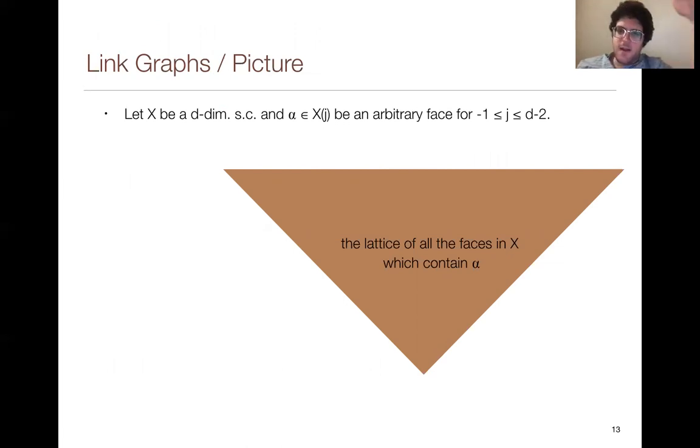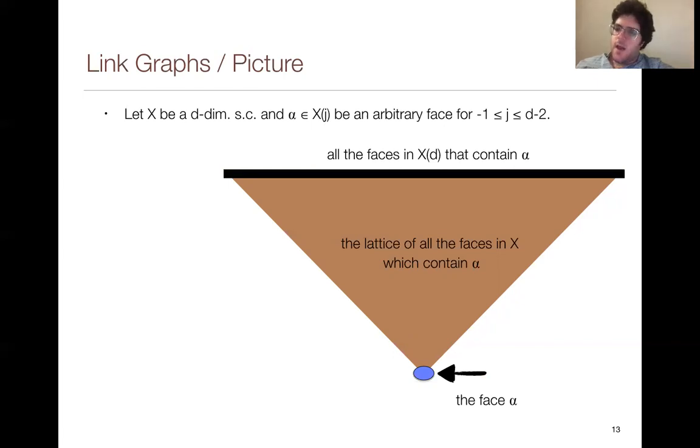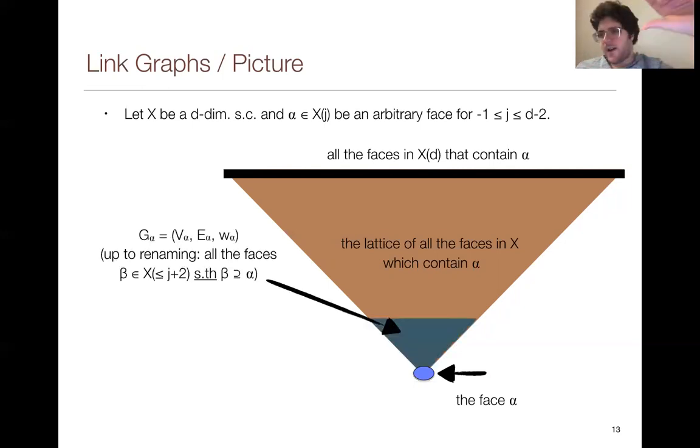To this end, let's take alpha to be a j-dimensional face in a d-dimensional simplicial complex, where j is smaller than d minus 2. And let's look at the lattice of all the faces in X which contain alpha. In the bottom of this lattice, we're going to have the face alpha. And in the very top of this lattice, we're going to have all the faces in X_t that contain alpha. So the graph I care about is at the very bottom of this pyramid, and it contains faces of dimension j plus 1 and j plus 2, where j is the dimension of alpha.